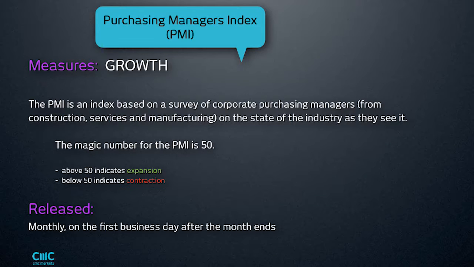If the PMI figure comes out above 50, that means that there's expansion within the economy. If that figure comes out below 50, that means there's a contraction. Okay, so typically anything over 50 is seen to be very, very positive for the economy. Everything below 40 is seen to be quite negative. That means it's contracting there. And that is also a monthly figure, and it's released the first business day after the month ends. And I hope that gives you guys at home a little bit of an idea of what to expect.